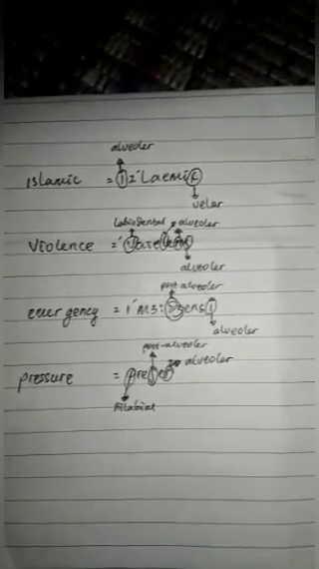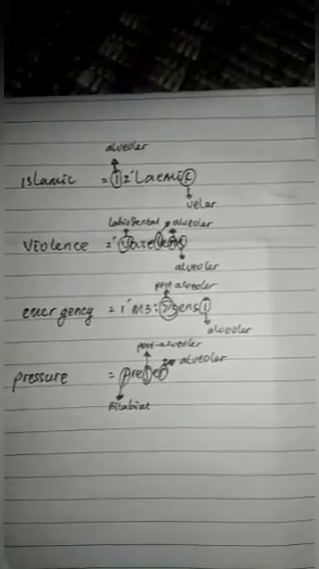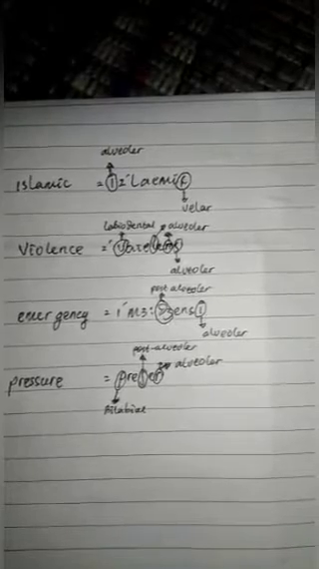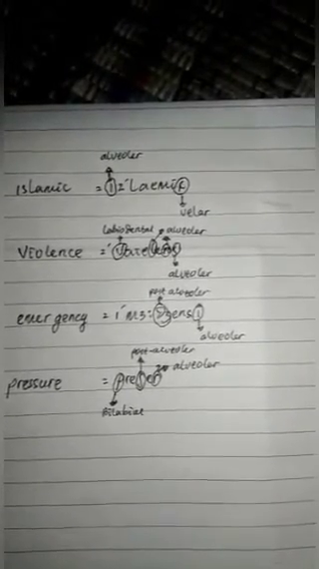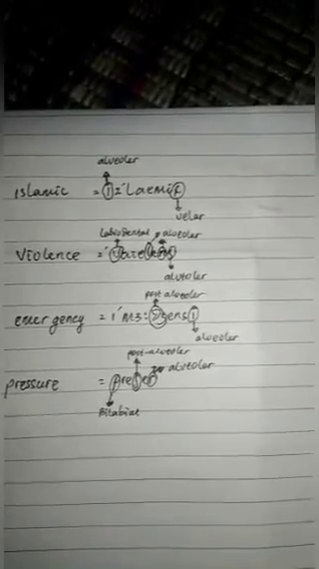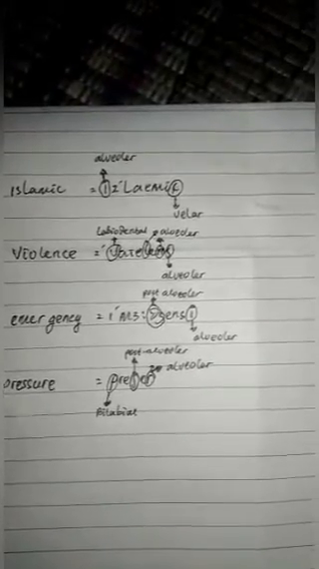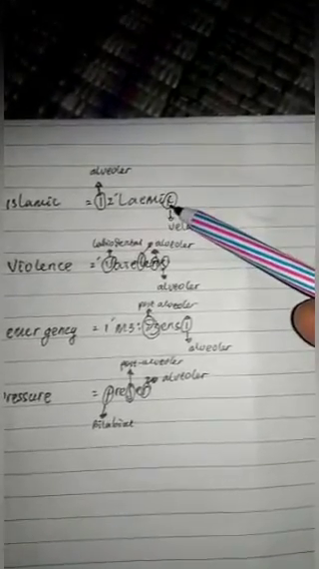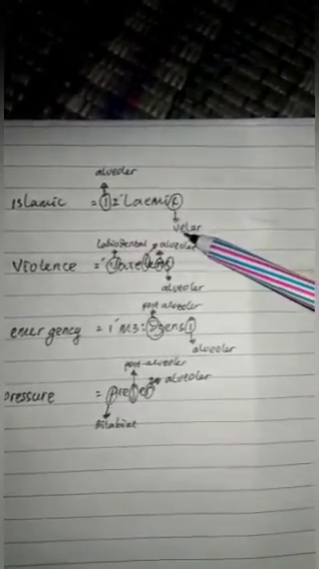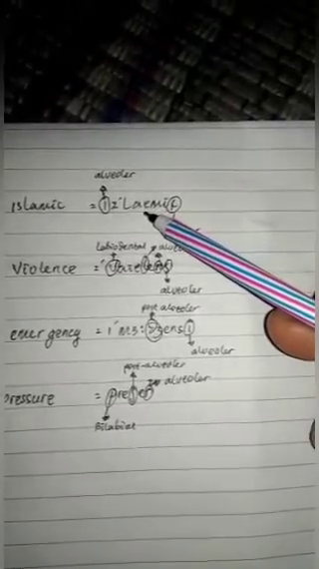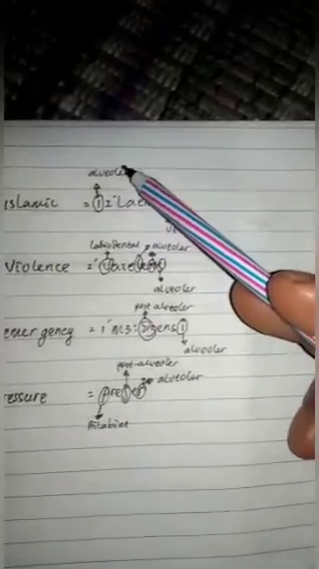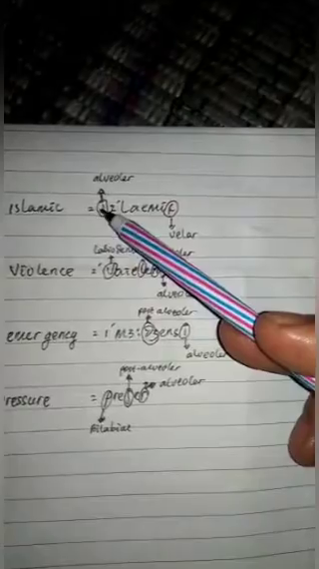Well, I'd like to explain about phonetic transcription. Now, the first word is Islamic. Place of articulation is k. K is velar, and manner of articulation, alveolar, and stress pattern, Islamic.